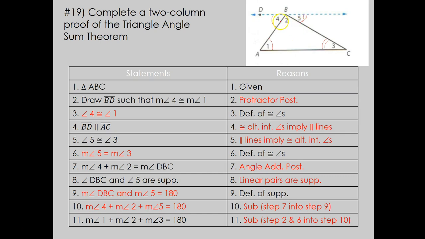Because we already proved that angle 4 and angle 1 were congruent with angle 5 and angle 3, we can now state that the measure of angle 1, 2, and 3 equal 180 degrees by substituting for the angle 4 and the angle 5. So it's a longer theorem that we've done before, but it's actually very basic.